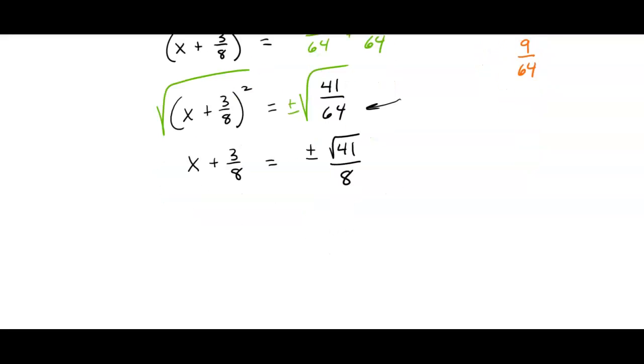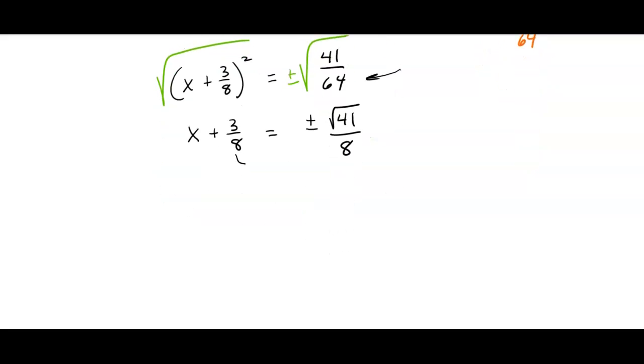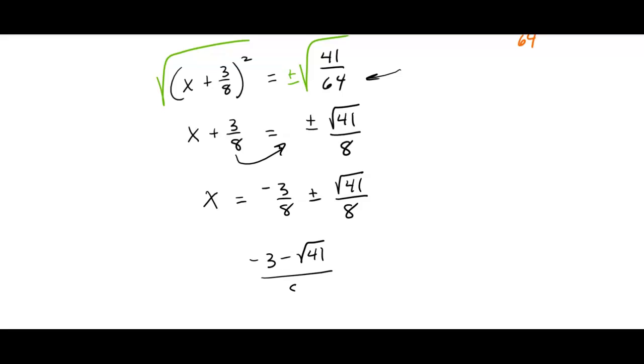Okay, we're almost done. So bring the 3/8 over to the other side, and you get x equals negative 3 over 8 plus or minus the square root of 41 over 8. Now, they might leave the answer like that, separate. I wouldn't. I would make it negative 3 minus the square root of 41 over 8, and negative 3 plus the square root of 41 over 8.